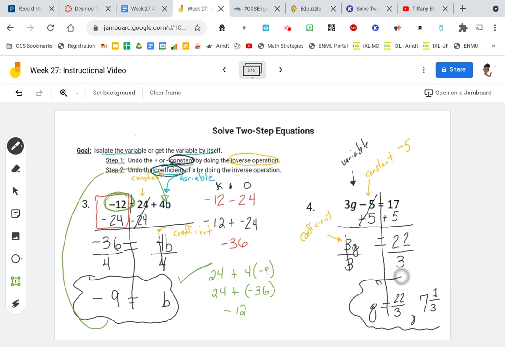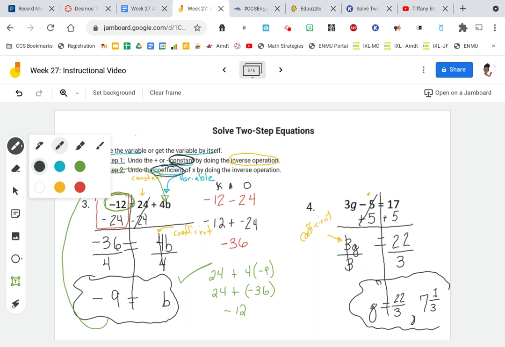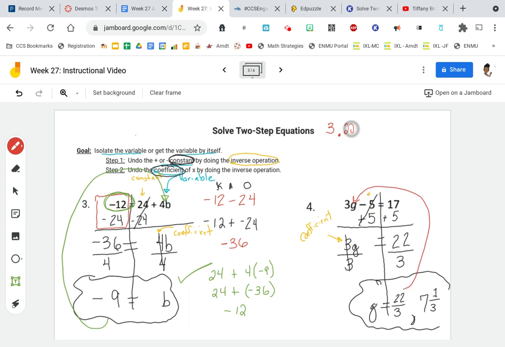And again, if I'm unsure, if I'm like, well, I'm not so sure if my answer is right, well, take your answer and plug it back in and check your work. So I can take this 22 thirds and plug it in for g. So I'm going to say 3 times g, which in this case is 22 thirds, minus 5.